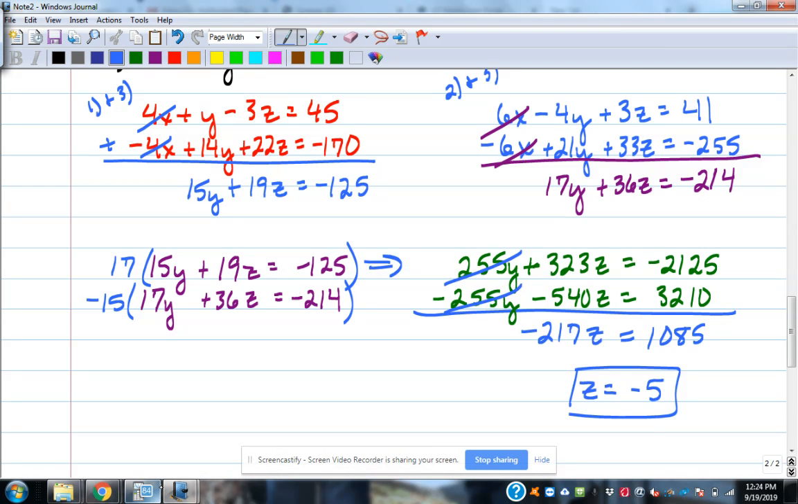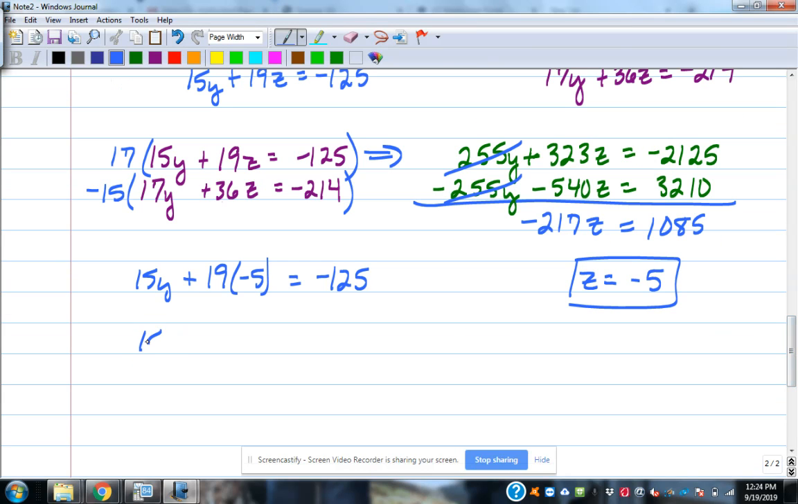All right, so Z is negative 5. How do I get Y? Plug it into one of those problems. Neither one looks real friendly, so I'm just going to pick the top one. So 15Y plus 19 times negative 5 is equal to negative 125. 15Y minus 50 and 45 being 95.